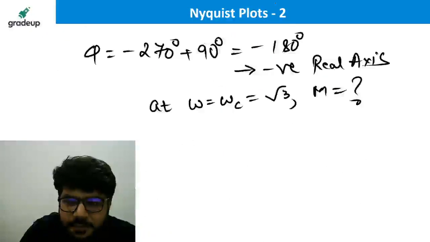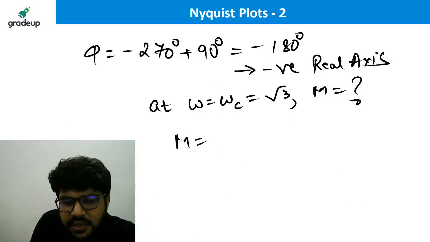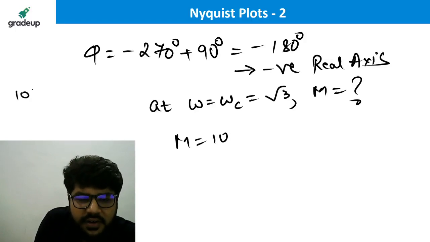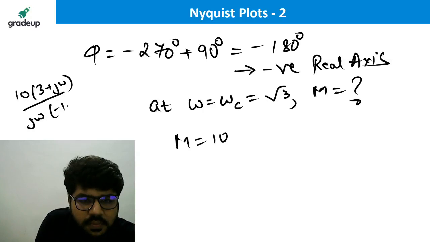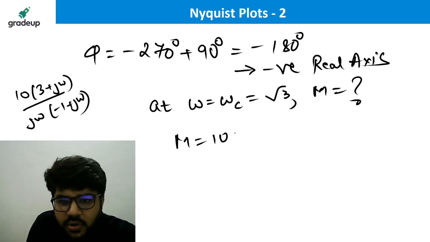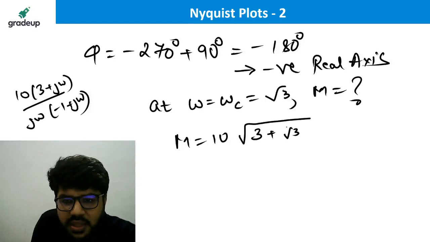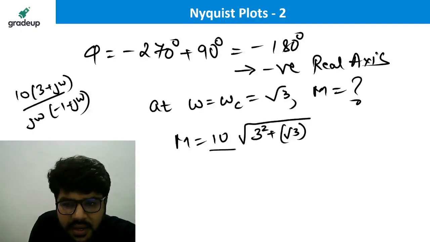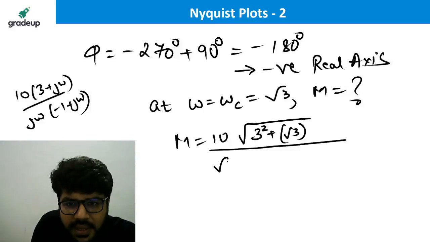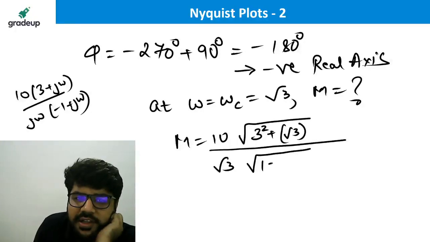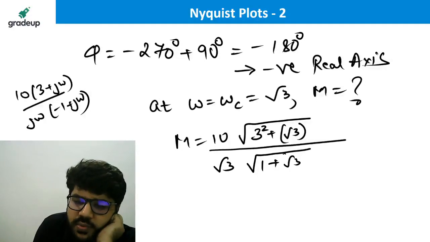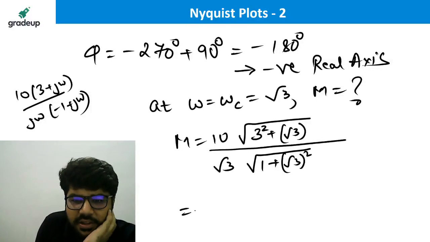See, this is 10. Magnitude is equal to 10. Actually, the function is 10 times (3 plus j omega) divided by j omega times (-1 plus j omega). So for the complex number 3 plus j omega, you will write the magnitude as root over 3 square plus √3 square, divided by omega. J omega magnitude is omega, √3, under root of 1 square plus √3 square. Like that. So it is 10.